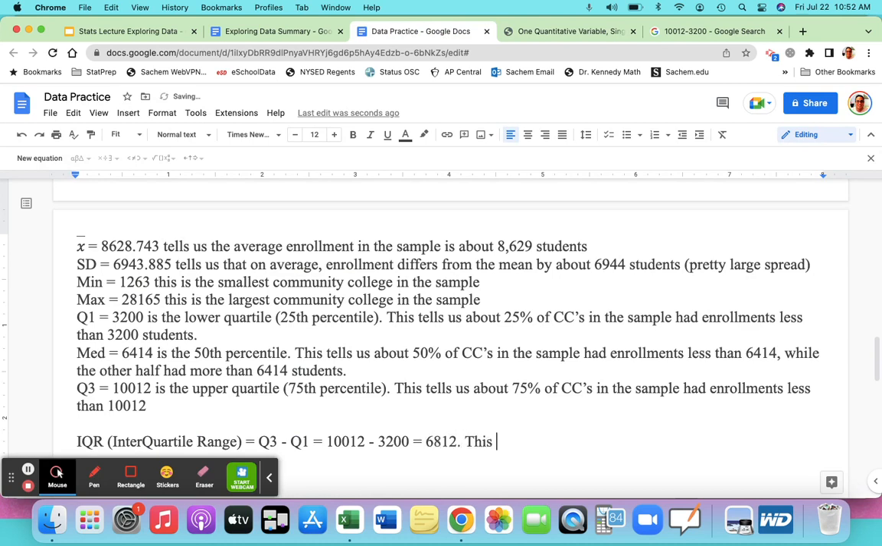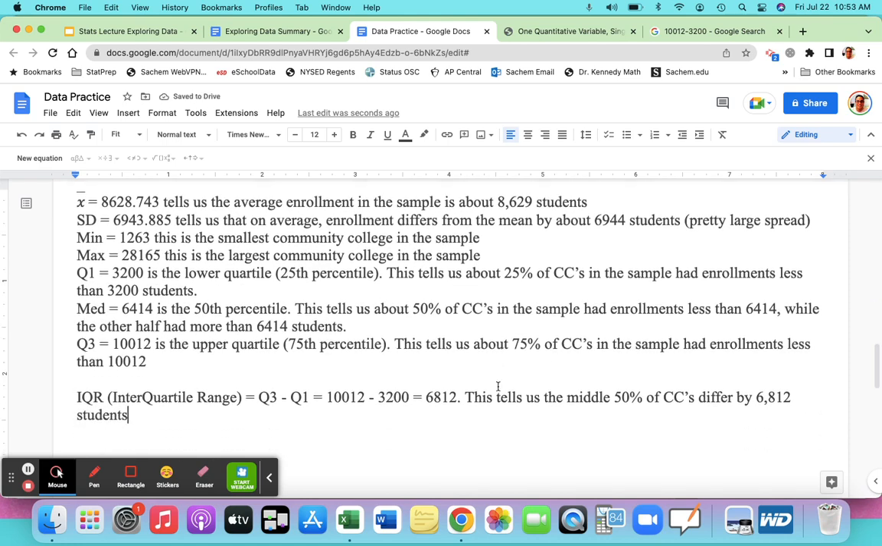Okay, this tells us the middle 50% of community colleges differ by or span 6,812 students. So there's only a span of 6,800 students in that middle 50%.